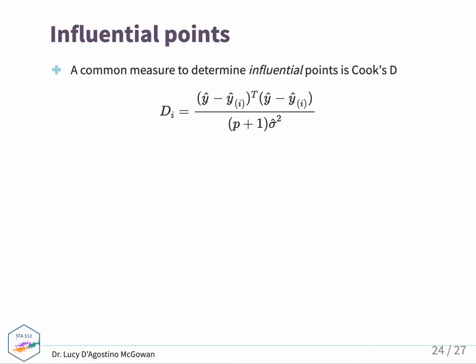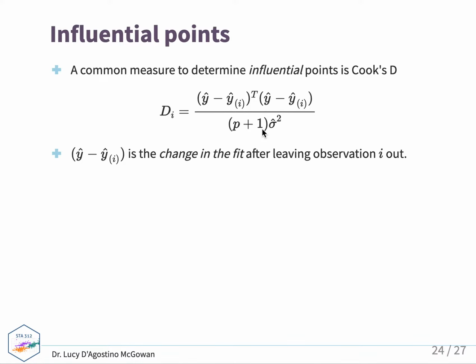All right, so the last type of point we're going to talk about, we've talked about leverage points and outliers, and now let's talk about influential points. A common measure of an influential point is Cook's D, or Cook's distance. In the numerator of this statistic, you have (ŷ minus ŷ_i) transpose times (ŷ minus ŷ_i), where ŷ_i is the fitted value leaving out the ith observation, divided by (p plus 1) times sigma hat squared. This ŷ minus ŷ_i is the change in fit after leaving out observation i.